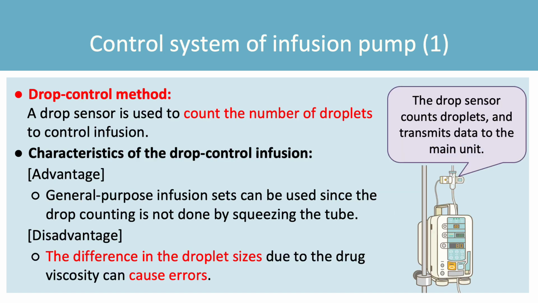Next, let's look at how the infusion pump manages the infusion flow rate. There are two types of infusion pumps, drop-controlled and volume-controlled. The drop-controlled infusion uses a drop sensor to count the number of drops to control the infusion. One of the advantages of the drop-controlled infusion is that general-purpose infusion sets can also be used since the drop counting is not done by squeezing the tube. On the contrary, there is a disadvantage that errors are likely to occur due to differences in the size of a single drop because of the drug viscosity.